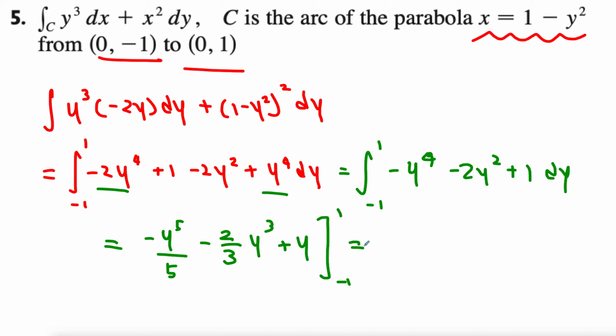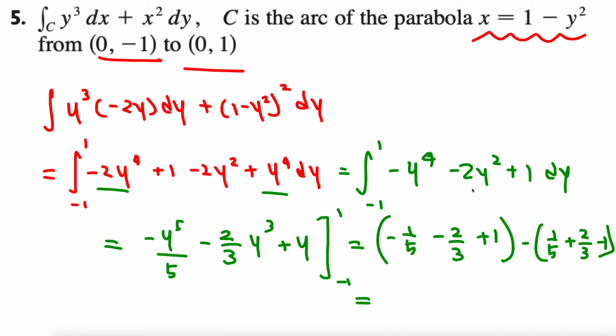From negative 1 to 1. When I plug in 1, everything becomes negative 1/5 minus 2/3 and then plus 1. Minus, when you plug in negative 1, we get 1/5 and then plus 2/3 minus 1. So when you combine them together, we get 4/15. Alrighty, so that becomes our final answer.